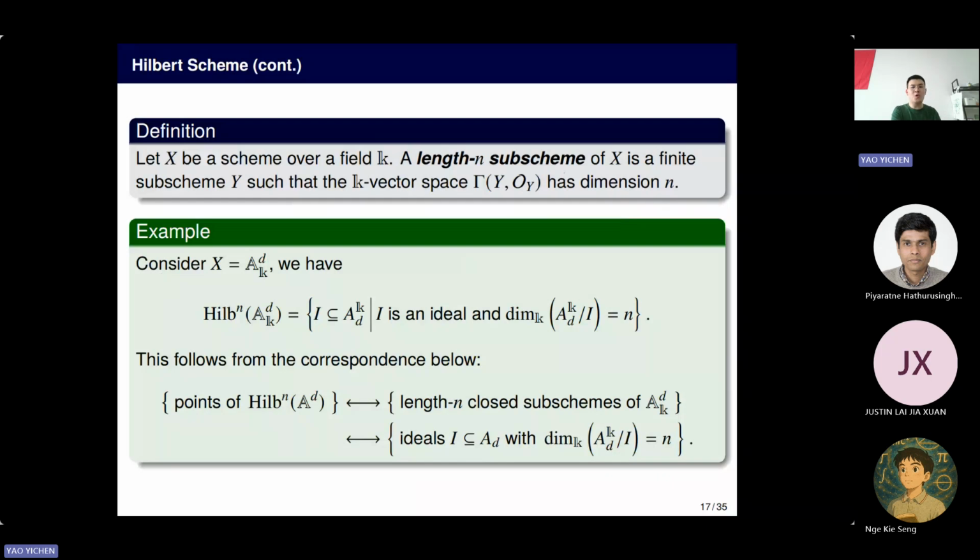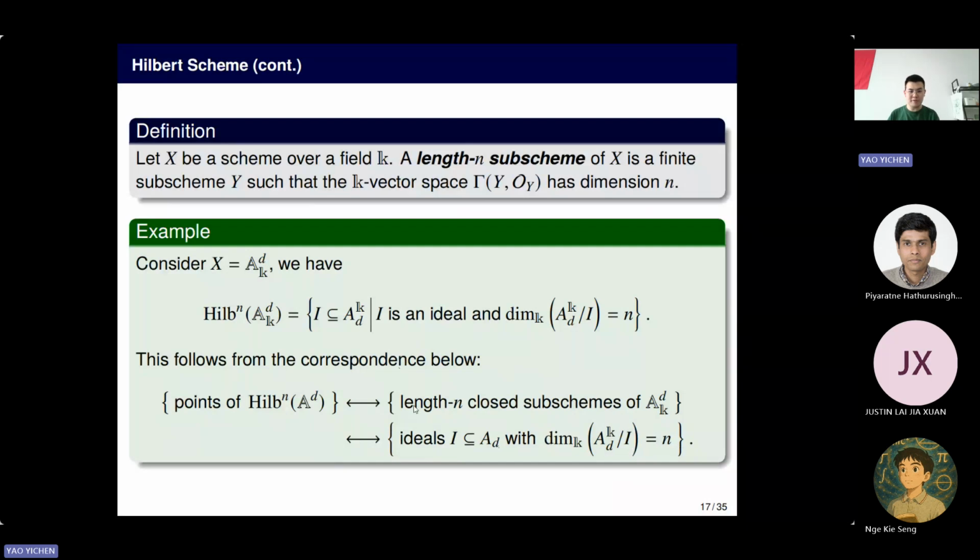And from this, we can see an example of the Hilbert scheme of n points. We just consider our scheme to be A_K^d, and this is the spectrum of the polynomial ring. We have that the Hilbert scheme of n points of A_K^d is equal to the set of ideals in the polynomial ring such that the dimension of the polynomial ring quotient this ideal is equal to n. And this follows from the correspondence below, that a point of the Hilbert scheme corresponds to a length n closed subscheme of the scheme, and corresponds to the ideals I in the polynomial ring such that the dimension of the polynomial ring quotient this ideal is n.